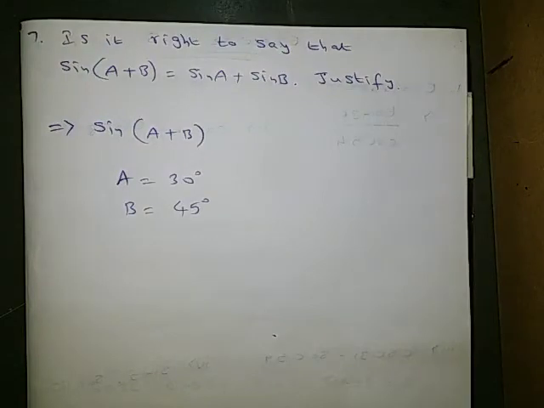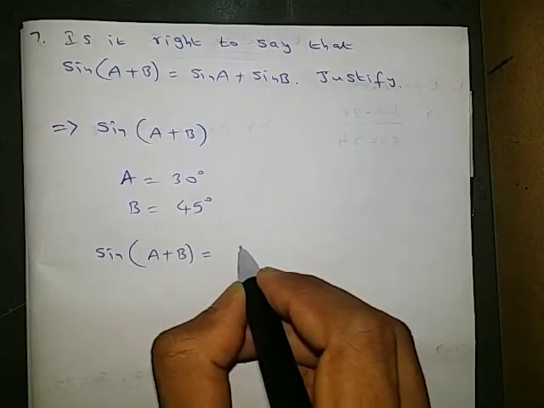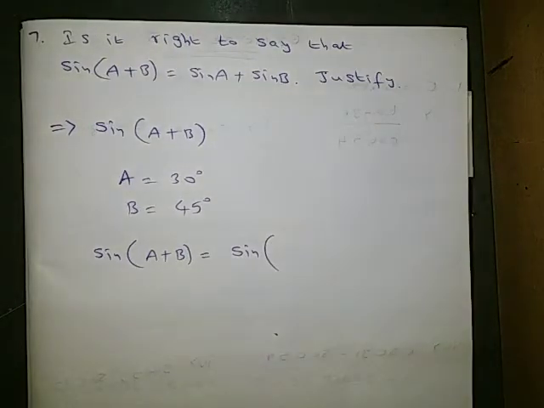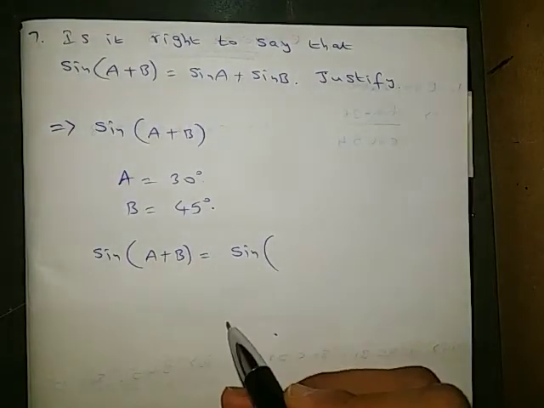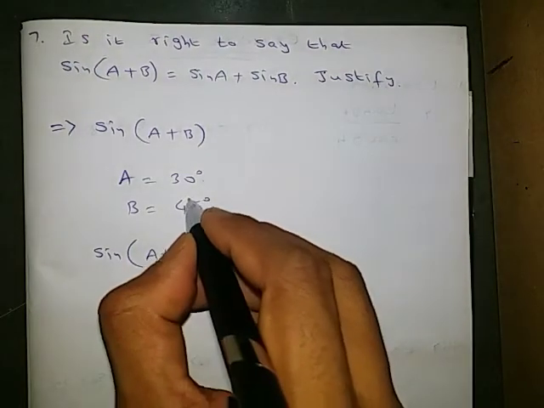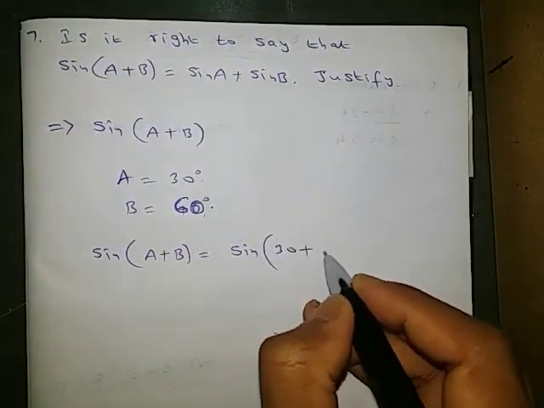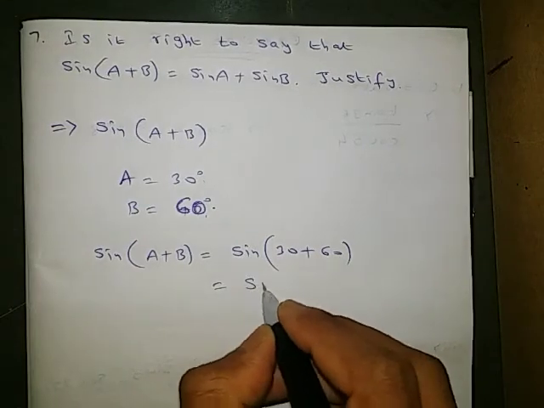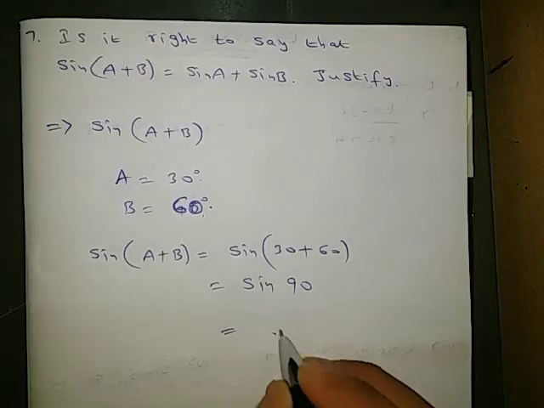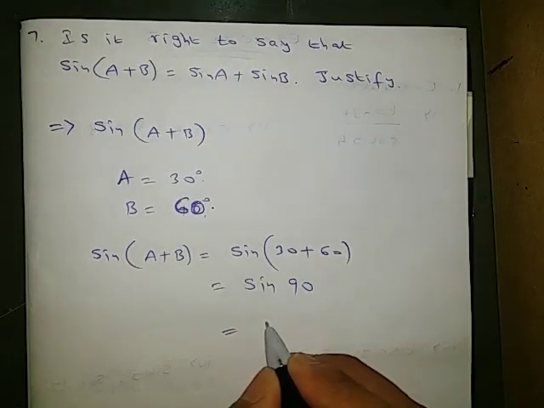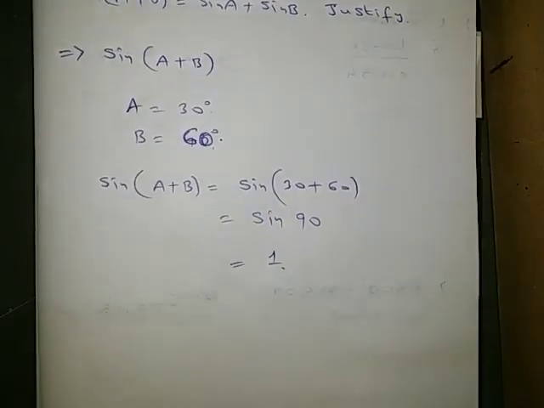So let us check once. Sine of A plus B is equal to sine of 30 plus 45, which is 75, but sine 75 we don't know. So let us check a smaller one. I am taking this as 60 degrees. Okay, 30 plus 60 now. So we will get sine of 30 plus 60, which is nothing but sine 90. That is 1. Next, I will take the RHS, that is sine A plus sine B.